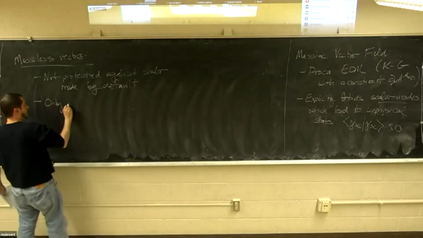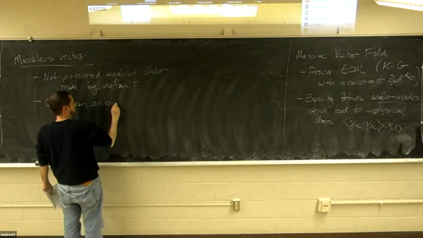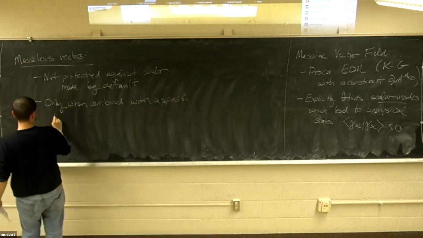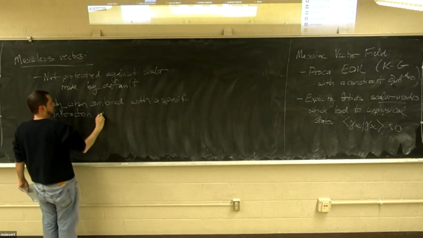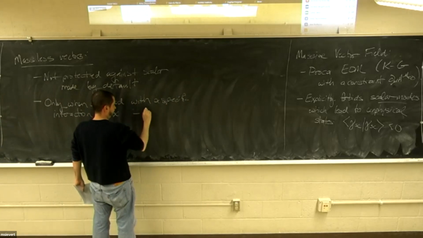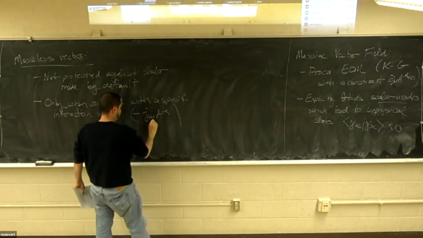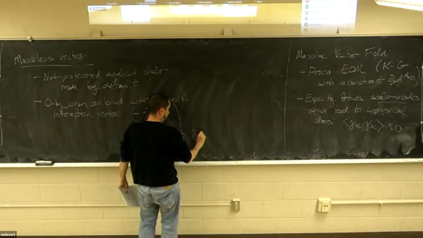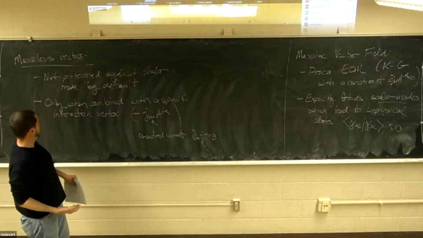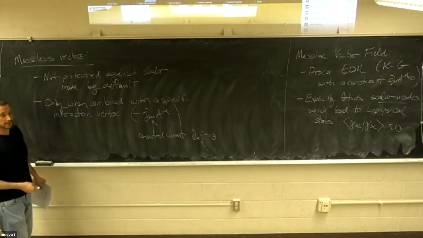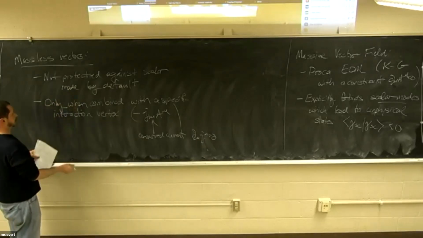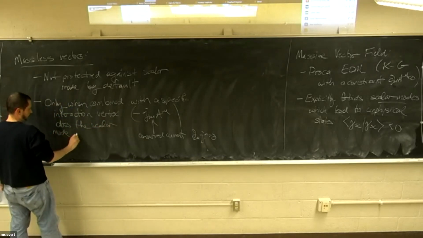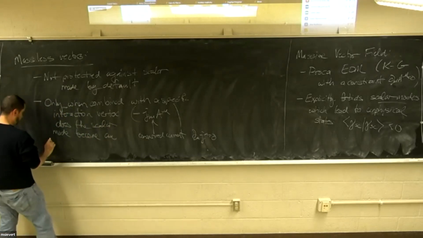So only when combined with a specific interaction vertex, that particular vertex is J mu A mu, where J mu is a conserved current, satisfying d mu J mu equal to 0. Only when combined with that particular kind of vertex do you produce a Lagrangian that is invariant under those scalar modes. Does the scalar mode become an unphysical gauge symmetry?